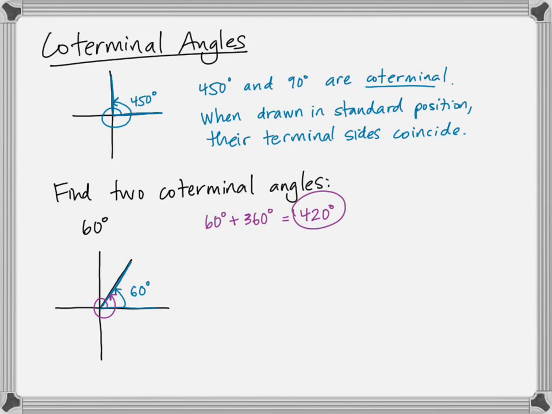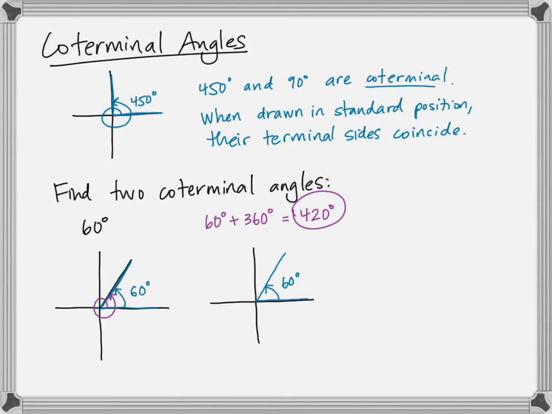All right, and let me draw my 60-degree angle again. So there's my 60-degree angle in standard position. I actually could add another 360, so I could do the 420 and then add another 360. I could add 7 full rotations. I could keep adding 360 all day long.